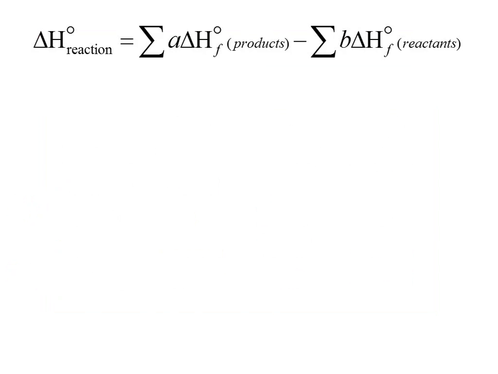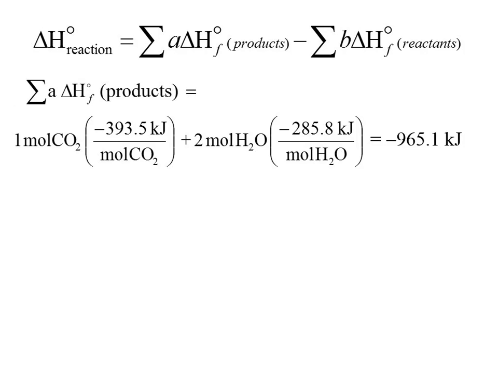The problems are a little bit different, like your homework, but this one we're just going to get them from the table. Okay. So if we look up the two products, the carbon dioxide and the water, remember we need to bring in the stoichiometry, that's the lowercase a here. The coefficient in front of CO2 is 1, so it's 1 mole of CO2 times its standard molar enthalpy of formation, negative 393.5 kilojoules per mole, plus 2 moles of H2O, because that's the coefficient in front of the water on the product side, times its standard molar enthalpy of formation, negative 285.8 kilojoules per mole of H2O.